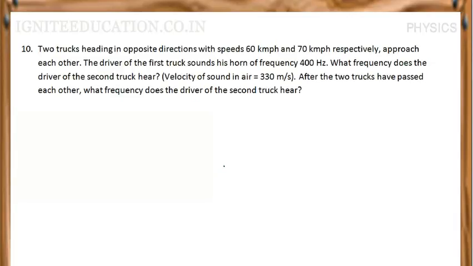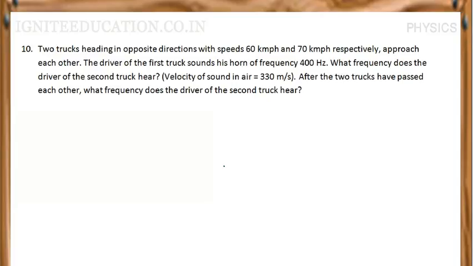See this problem. Two trucks heading in opposite directions with speed 60 kmph and 70 kmph respectively approach each other. The driver of the first truck sounds his horn of frequency 400 Hz. What frequency does the driver of the second truck hear? Velocity of sound in air is equal to 330 meter per second. After the two trucks have passed each other, what frequency does the driver of the second truck hear?